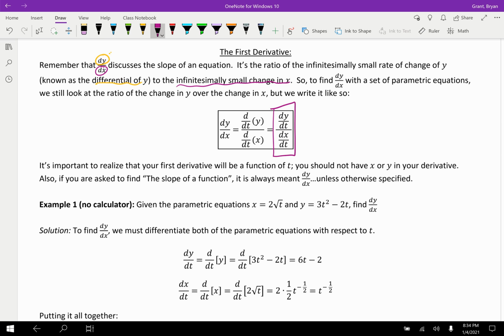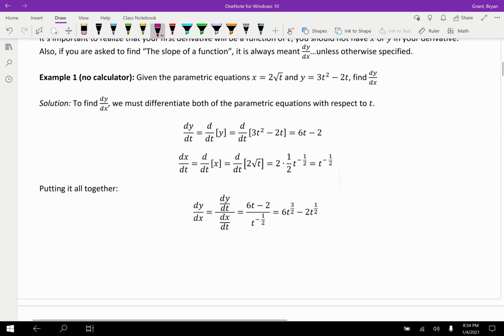Okay? This first derivative will be a function of t. So maybe it would help you to think of this as dy/dx of an input t. And so if you are asked to find the dy/dx, or the slope of a function that is defined parametrically, it shouldn't shock you that your parametric derivative will be a function of t as well.